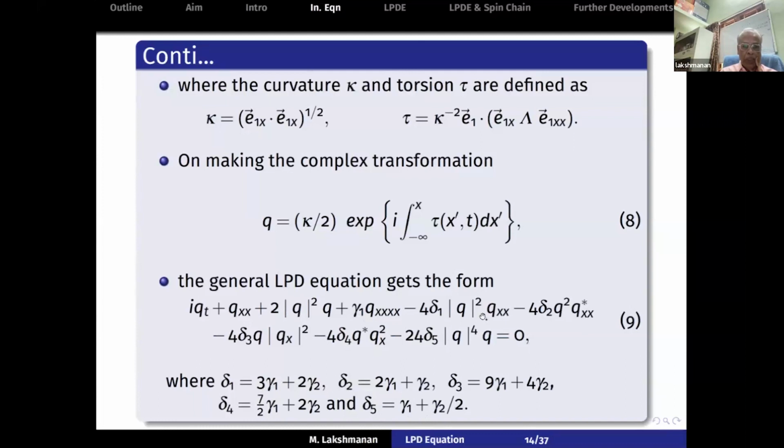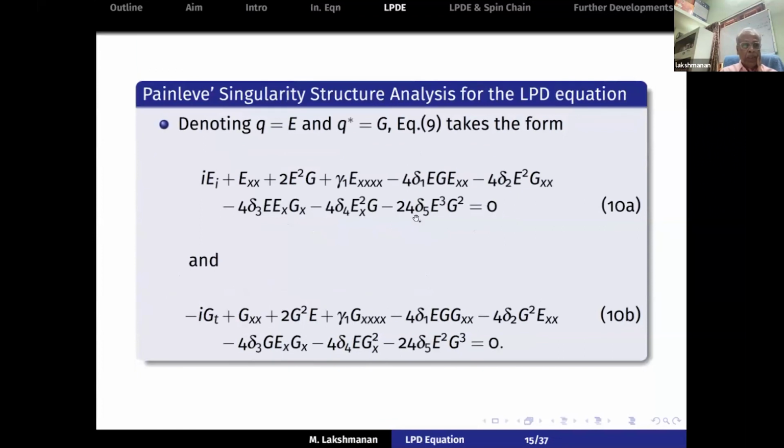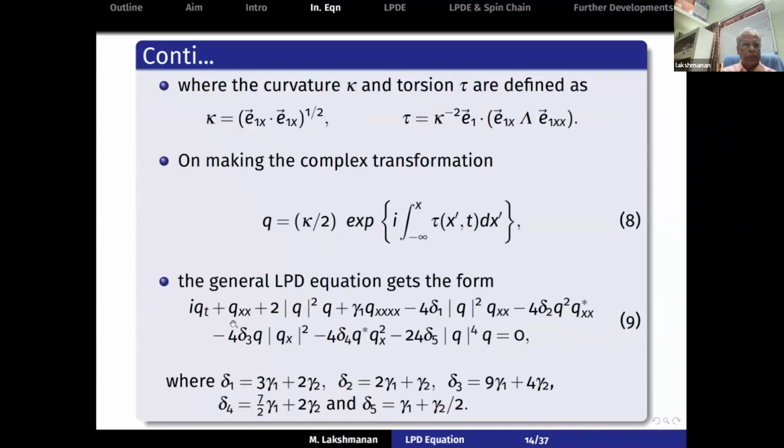But essentially, there are two parameters, gamma 1 and gamma 2. When gamma 1 and gamma 2 are 0, you have the nonlinear Schrodinger equation, which is equivalent to the Heisenberg spin chain. But when you go to the next order correction, you have this fourth derivative equation. You don't know the nature of this equation. In order to identify whether this underlying system is integrable or not, one can carry out a Painleve singularity structure analysis of this equation, by writing an equation for Q and Q star. When you write an equation for Q, it's for a complex variable, and so you have the corresponding equation for Q star.